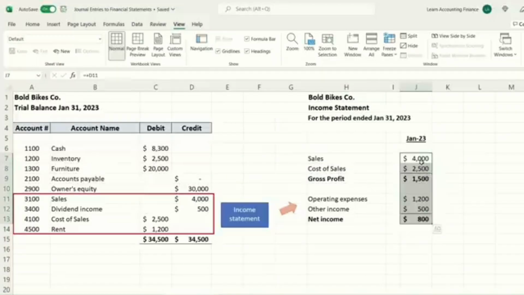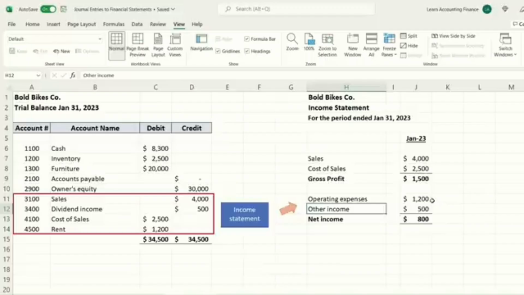However, the income statement shows the impact for the period. So in our example, we only had one transaction on the 23rd of January, which resulted in sales of 4,000. But if there were other transactions for the month of January, they would all be summed up together and shown here. And the same applies for cost of sales, other operating expenses, and other income.